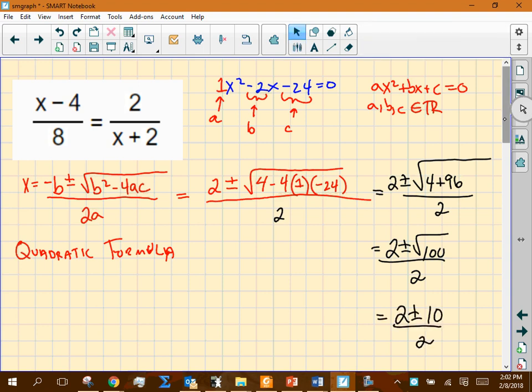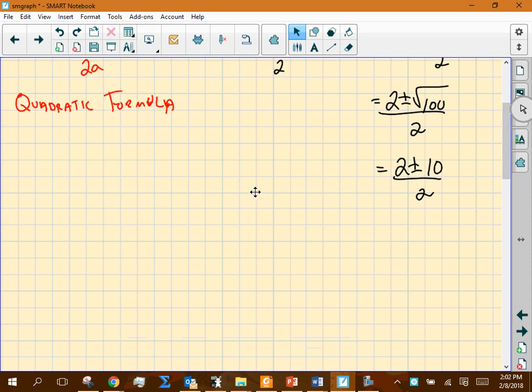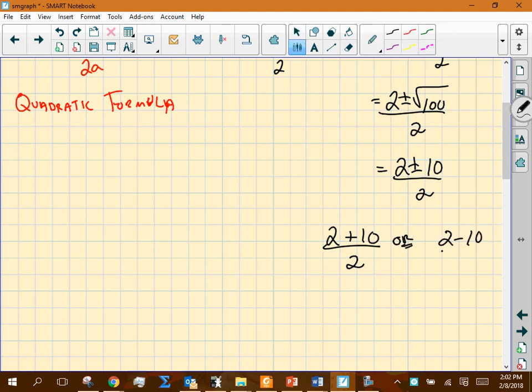So I get that. Now, the issue is what the plus and minus means. It means you have two answers. You have 2 plus 10 divided by 2, or you have 2 minus 10 divided by 2. What's 2 plus 10 divided by 2? 6. What's 2 minus 10 divided by 2? Negative 4. Are those the exact same two answers that we found using that other technique?